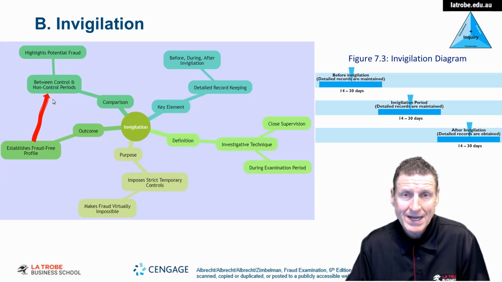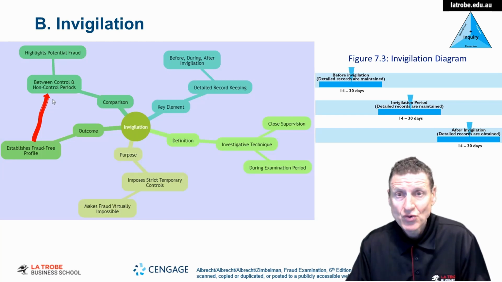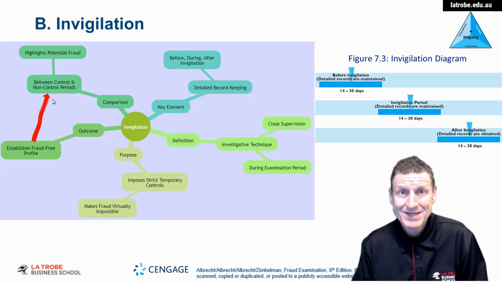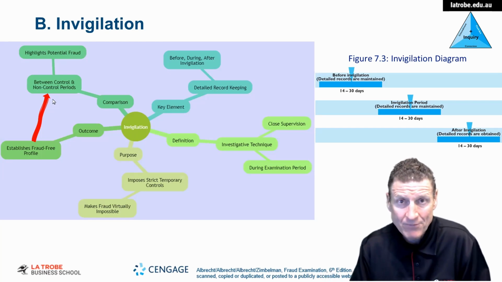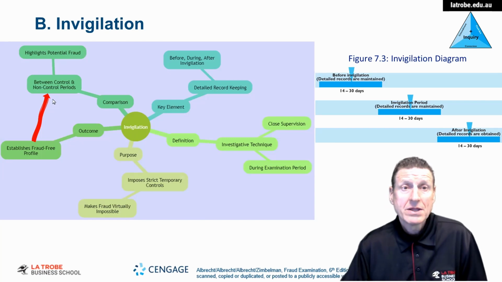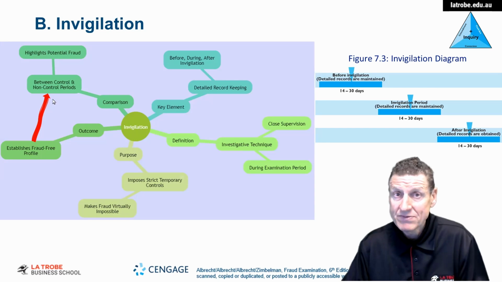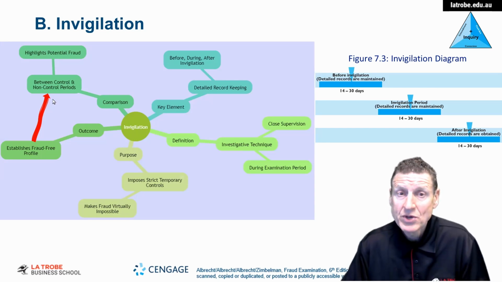And then you can compare how much money was skimmed before, during, and after. And then that's a way of getting prima facie evidence, the predication of fraud again. The key element is detailed record keeping again. All right. The purpose is to impose controls like an experiment. And again, it is an investigative technique. As you know, you have been in exams where you are closely supervised, as in through, during an examination period.